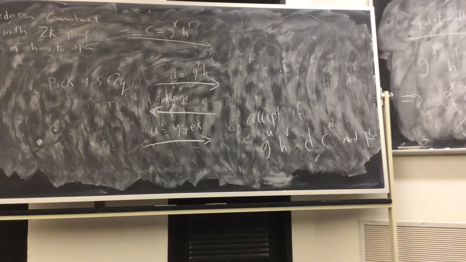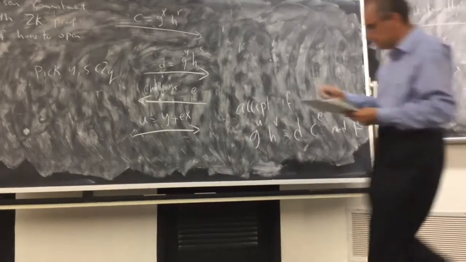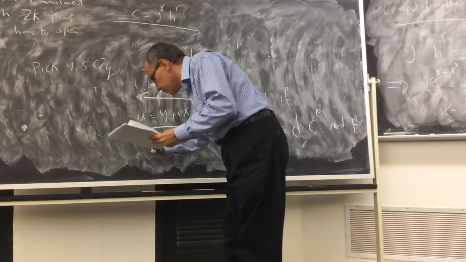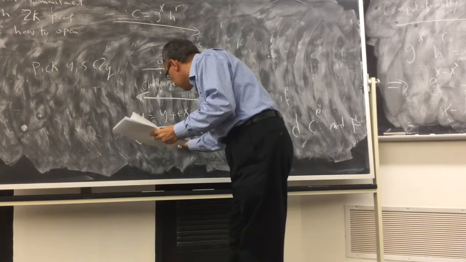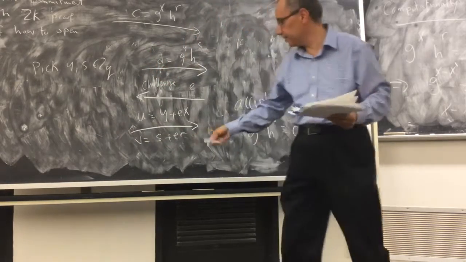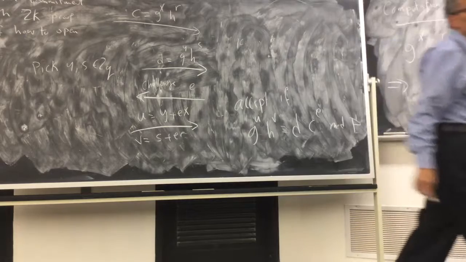G to the power U, H to the power V equals D, C to the power E. What is V? V is from the original protocol. Actually, no, there's something missing in here. Yeah, okay. So something is missing here. I have the V here. I also have V equals S plus ER. But V is not used in the extractor.